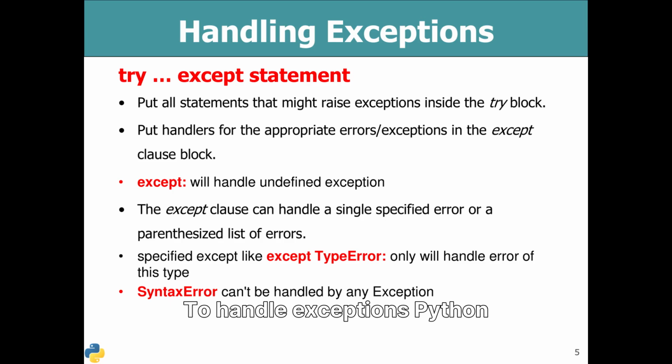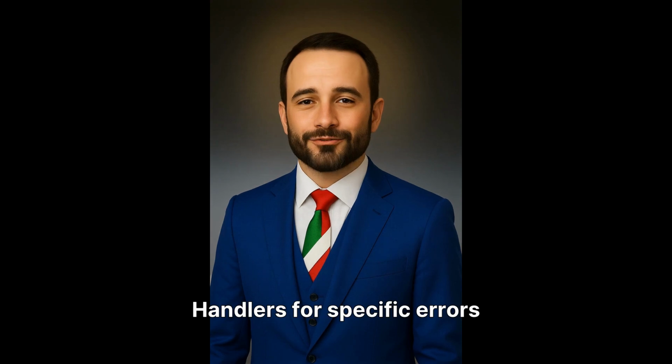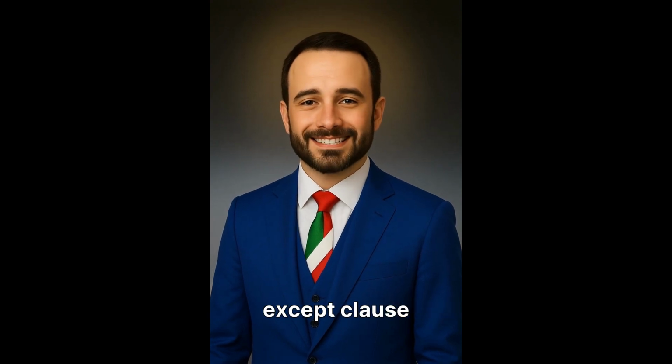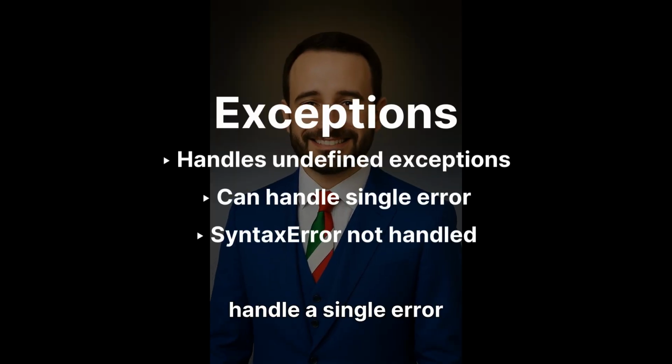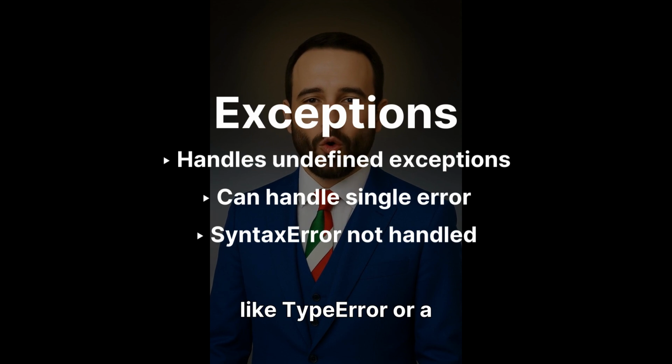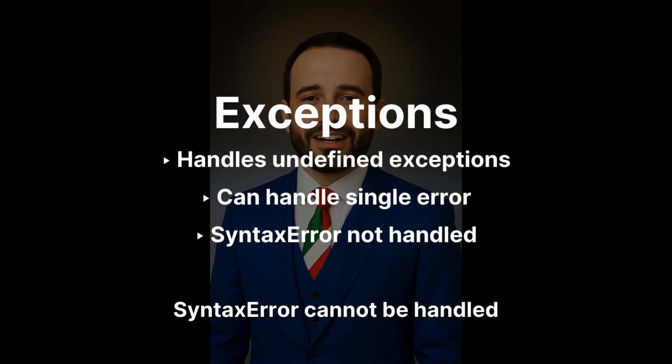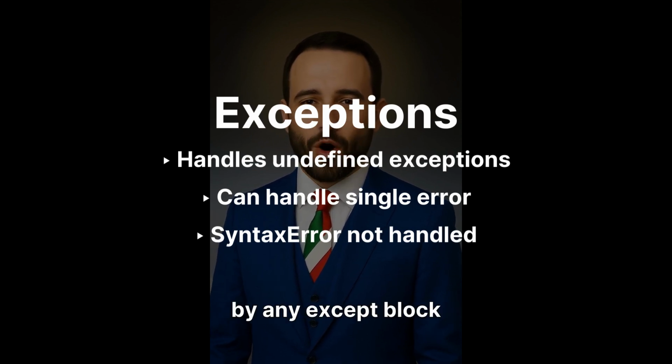To handle exceptions, Python uses the try, except statement. Statements that might raise exceptions are placed inside the try block. Handlers for specific errors are placed in the except clause. A bare except catches any undefined exception. The except clause can handle a single error, like type error, or a list. Syntax error cannot be handled by any except block.